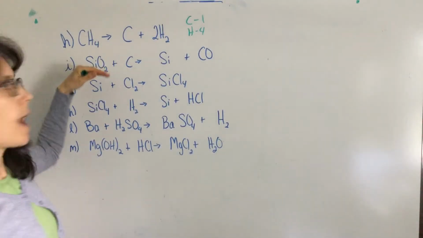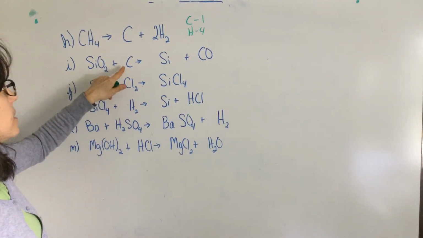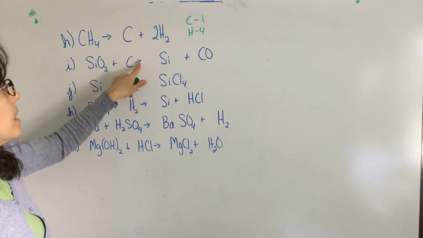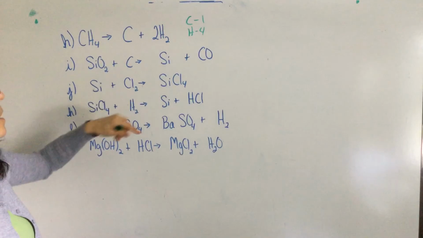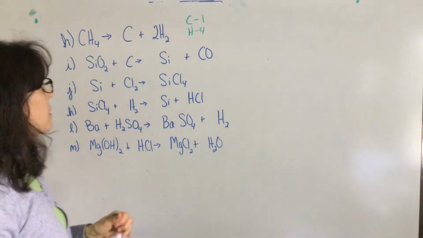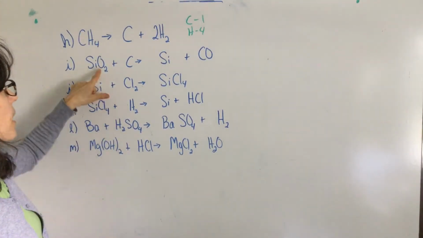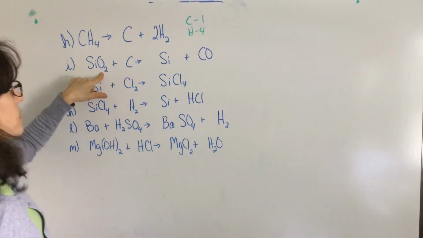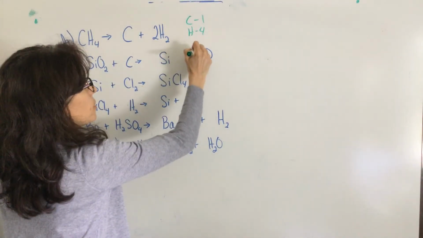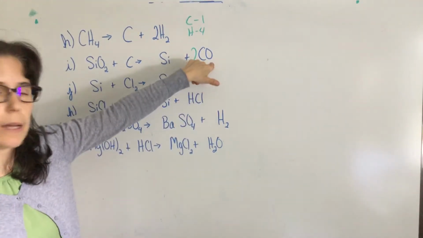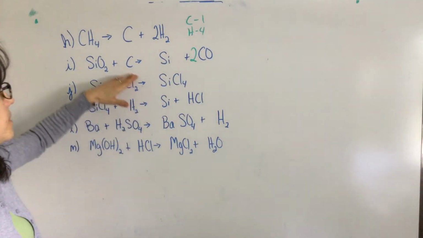Taking a look at letter I, silicon dioxide plus carbon gives us silicon plus carbon monoxide. Looks like the silicon is being replaced by the carbon here. So what are we going to do? We have 2 oxygen. I'm just looking for differences real quick. 2 oxygen and only 1 here. So let's put a 2 in front of the carbon monoxide so that we now have 2 oxygen.